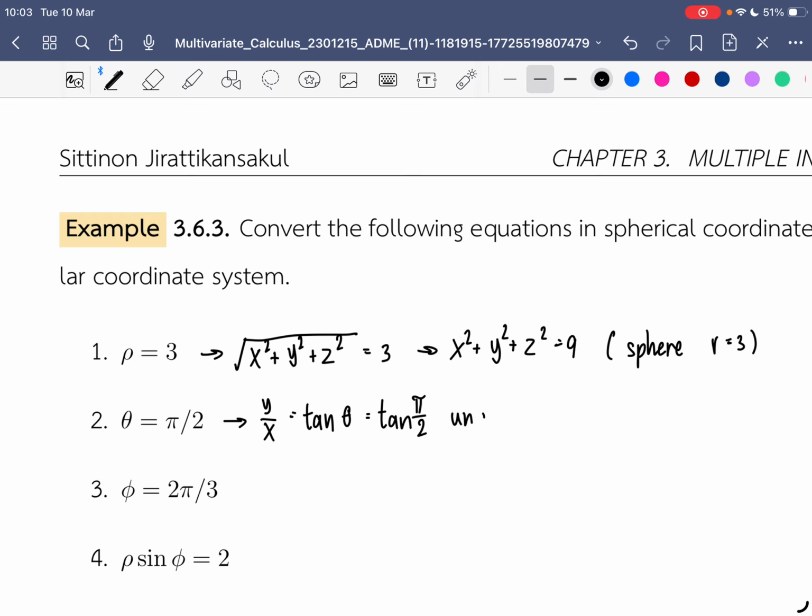Phi is 2 pi over 3. What's the best strategy? Cosine, right? We have rho cos phi is that. So I will take cos phi is cos 2 pi over 3. Cos pi over 3 is 1 over 2. So 2 pi over 3 is minus 1 over 2.